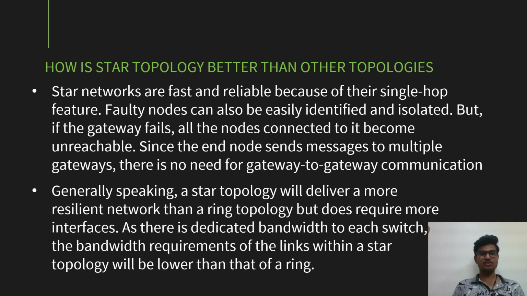Next, how is star better than other topologies? The star networks are fast and reliable because of their single hop feature. Faulty nodes can also be easily identified and isolated, but if the gateway fails, all the nodes connected to it become unreachable. Since the end node sends signals to multiple gateways, there is no need for gateway to gateway communication. Next, generally speaking, a star topology will deliver a more resilient network than a ring topology but does not require more interfaces. As there is dedicated bandwidth to each switch, the bandwidth requirements of the links within a star topology will be lower than that of the ring.